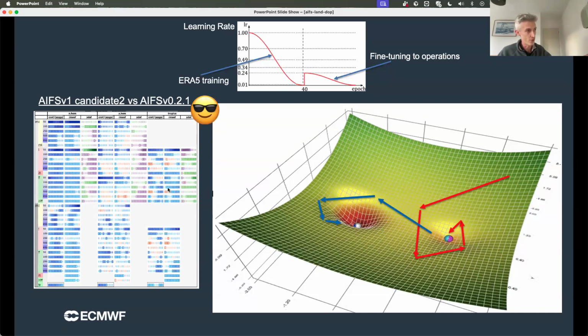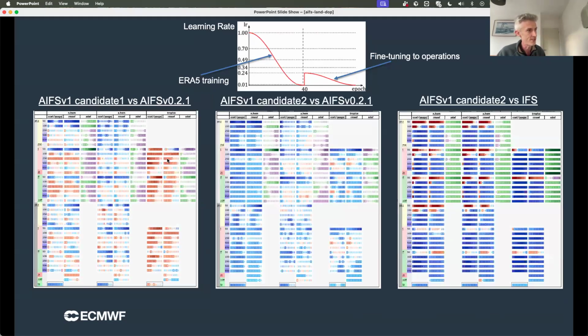And then we ended up with this scorecard compared to the previous version of the model. We've now got the new land variables in there, and we've got a nicer scorecard. This scorecard's quite blue. That means these variables should be displaying more skill at like day 5, day 10 into the forecast. So we were very happy with that. It was all good.